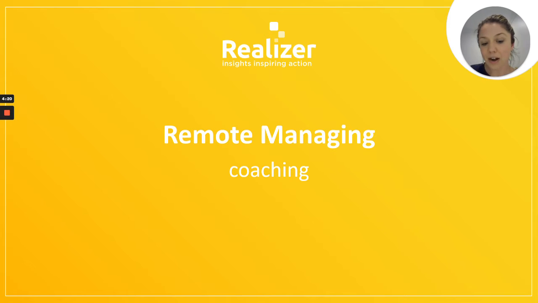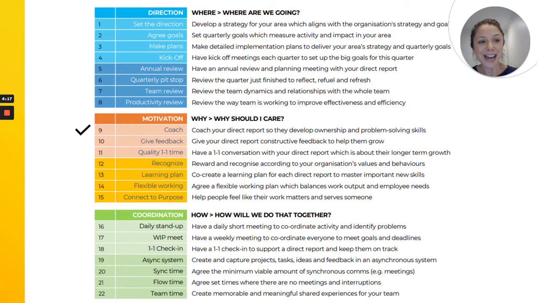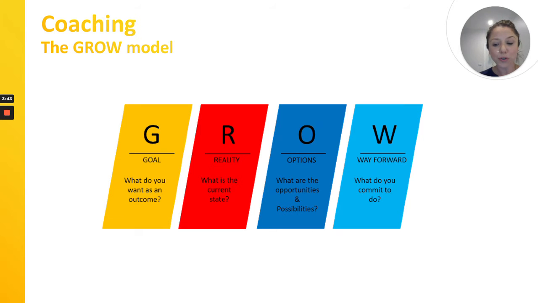So if we look at our management checklist again, you can see coaching really falls under the motivation section of the checklist because coaching is really motivational to staff. It helps them develop ownership and problem-solving skills. So to become an effective coach and to be able to effectively have those types of conversations with your direct reports, we use a super simple four-step framework that is highly effective to help you lead your direct report through that conversation. And this is our process. It's called the GROW model. And if you follow the questions, it'll really help.